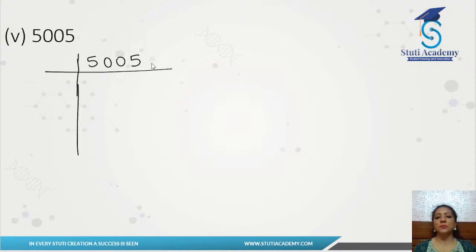So this is not divisible by 2. It's an odd number. This is not even divisible by 3. Let's try with 5. 5 it is possible because we have 5 in the ones place. So we'll get 1001. Okay.